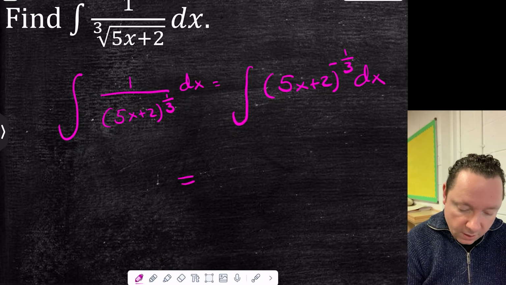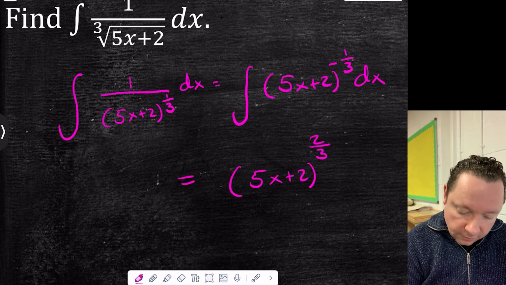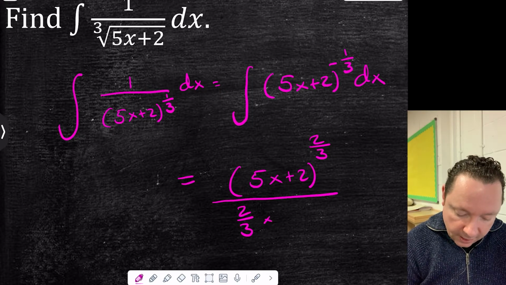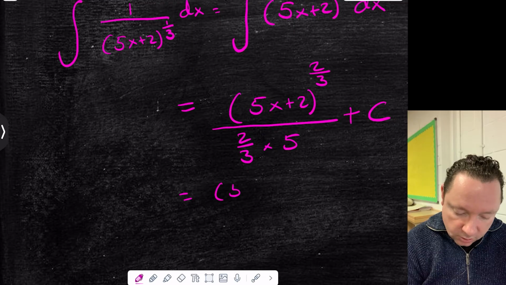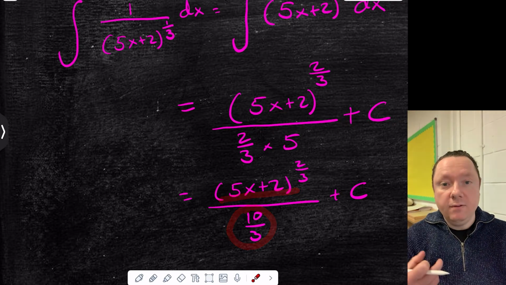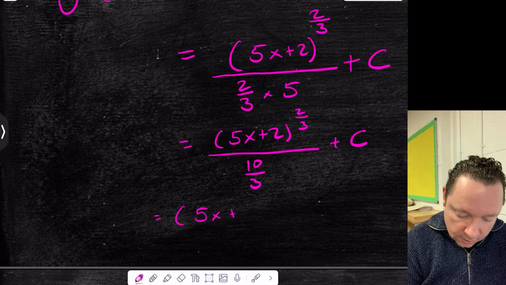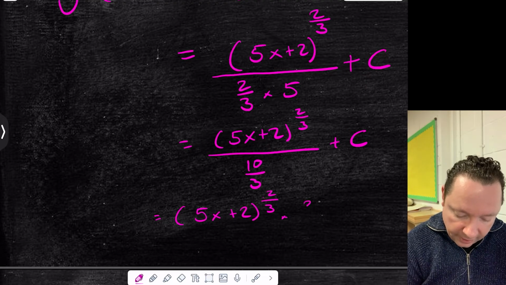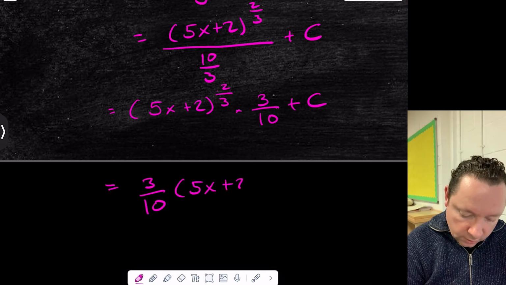So add 1 to the power and divide by the new power. So I've got 5x plus 2. Adding 1 to minus 1/3 is 2/3. I need to divide then by 2/3. But that needs to be times by the derivative of this on the bottom, so 5. We need to tidy all that up, and we've still got a plus c. So tidying all that up, let's do it in stages. We've got 5x plus 2 to the 2/3, all over 5 times 2 is 10/3, plus c. So we've now got something divided by a fraction, so we can times and flip, times by the reciprocal. So finally, that will give us 5x plus 2 to the 2/3 times 3/10 plus c. So that equals 3/10 of 5x plus 2 to the 2/3 plus c.